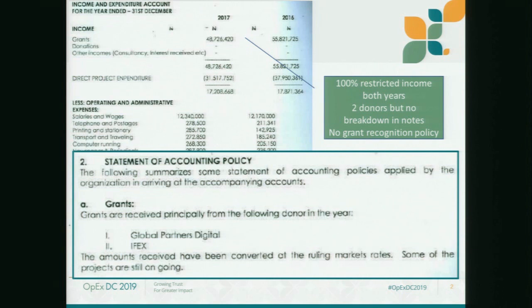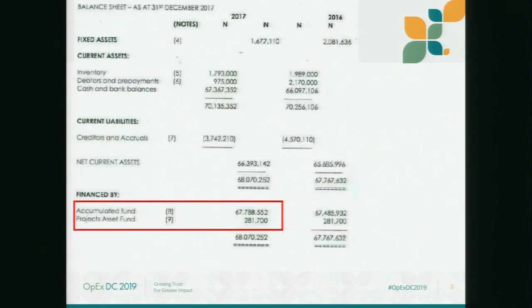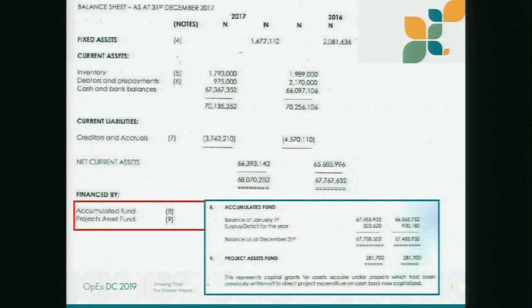And you can see it's not in columns. It hasn't got restricted and unrestricted. It's one big thing. And here's our balance sheet. The top looks fairly familiar, but you'll see at the bottom of the balance sheet, we've got accumulated fund and a project asset fund. And in the notes, that accumulated fund is just previous plus our surplus. And I happen to know that this 67 million naira of accumulated reserves is, of course, mostly restricted funds belonging to specific donors, but they haven't been splitting it out.